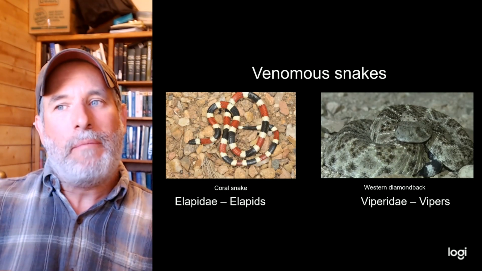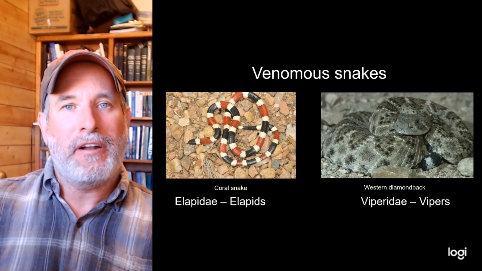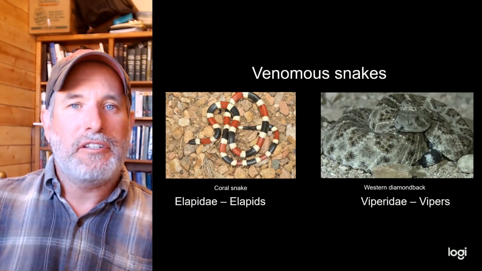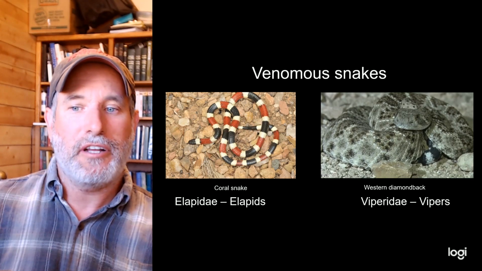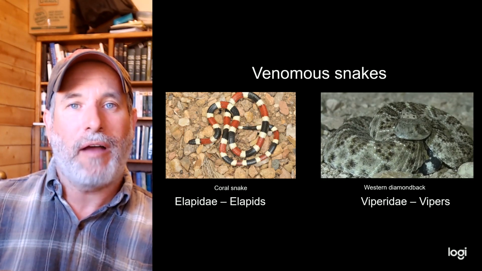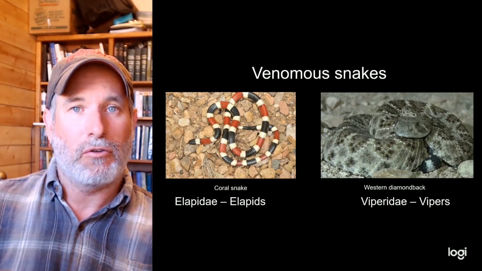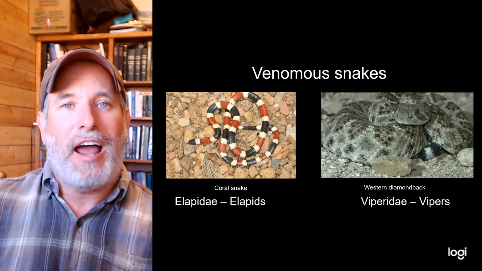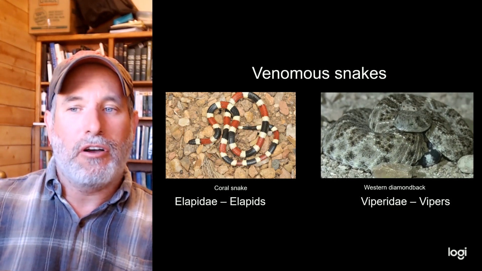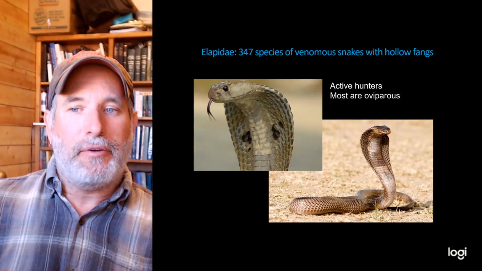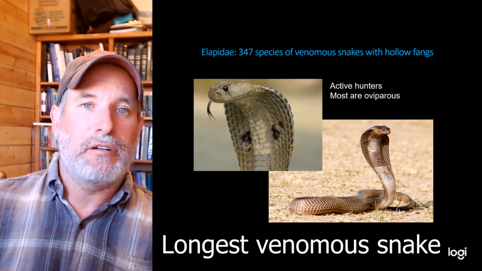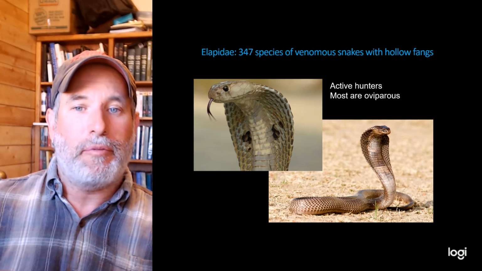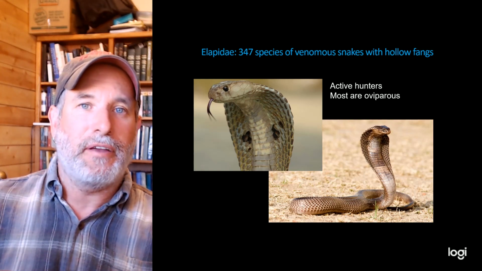Now, of course, people are very interested in venomous snakes. And venomous snakes fall into broadly two families. The elapids, which are your coral snakes, and your vipers, which include your rattlesnakes and your pit vipers and your Old World vipers. That's a western diamondback we saw a few years ago on the road. Let's start with the elapids. This, of course, includes the cobras. The longest and the most venomous of all the snakes are elapids. So the king cobra gets up to 18 feet long.